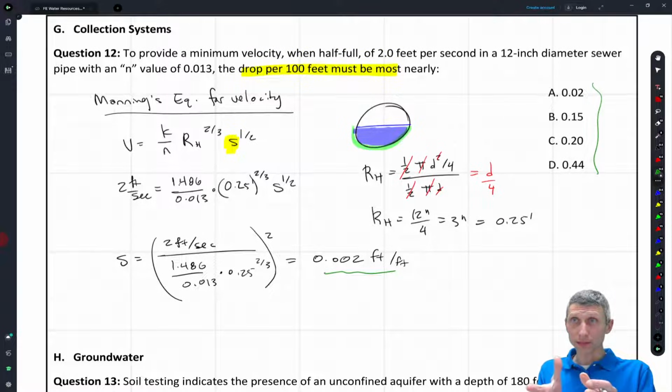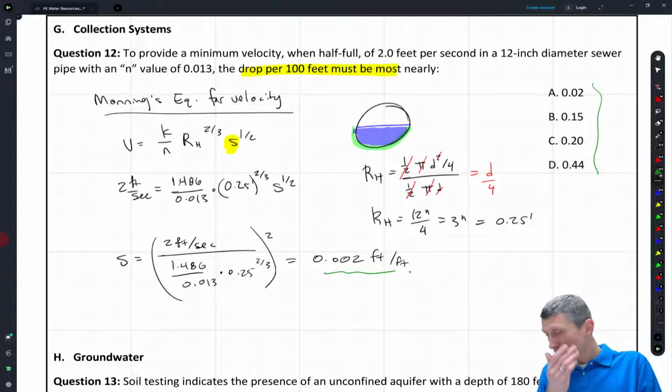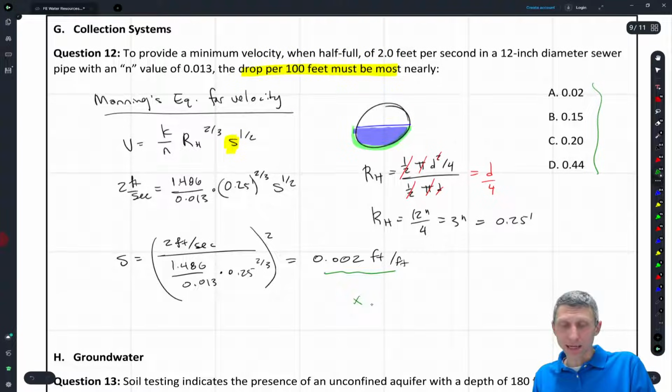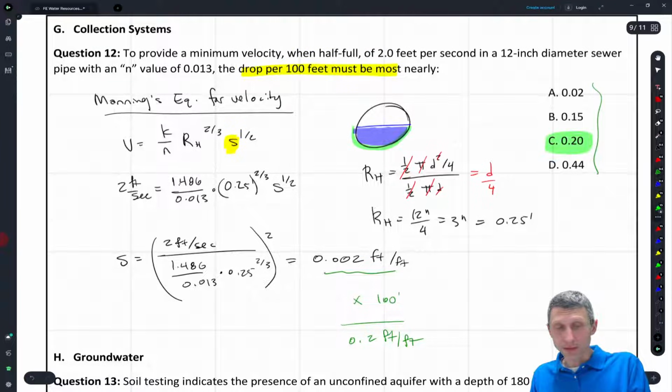But what this is looking at is Manning's equation for 2 feet per second with an n value of 0.013 per 100 feet of pipe. So this is a foot per foot. What we want is per 100 feet, so we're going to multiply this times 100 feet to get our answer, which is going to be 0.2 feet per feet. And that's going to be our answer.